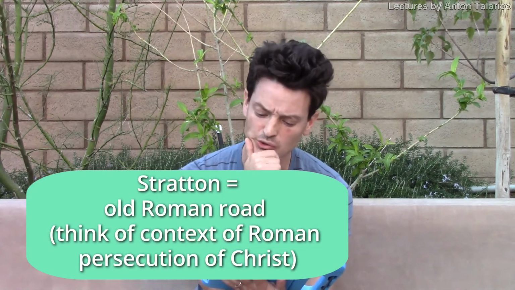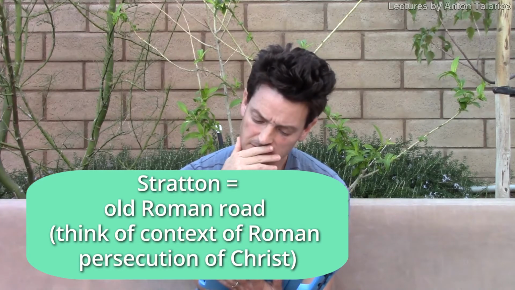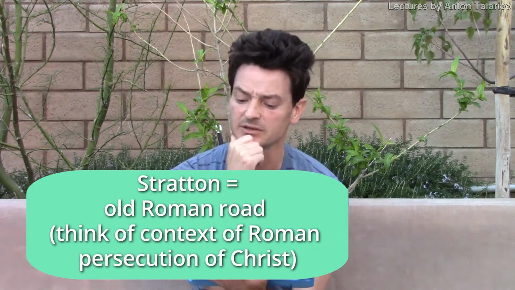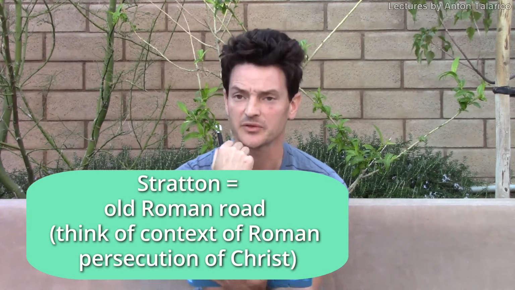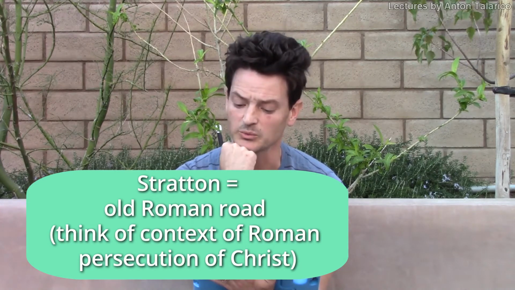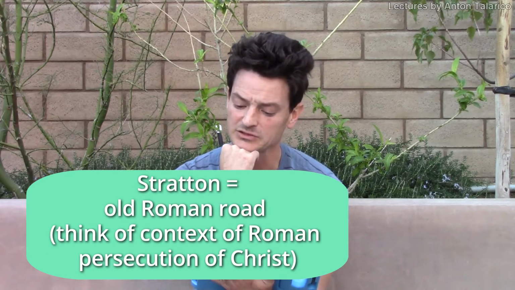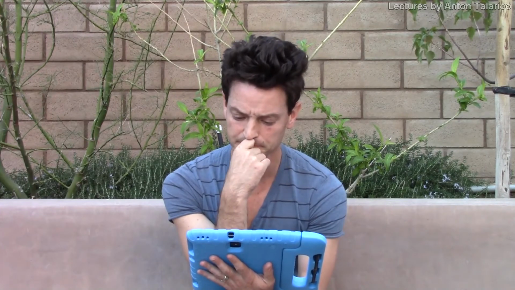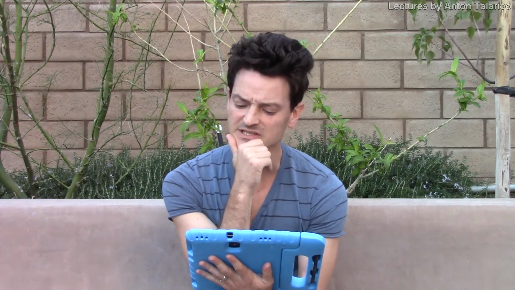The actual name Pris Stratton, Stratton means Old Roman Road, which maybe takes us back to the Roman Empire. And when you think about the persecution of Christ, it was the Roman Empire, right? So that might be one to consider. Or she could be considered a Rodin for Batty, Roy Batty, and we'll get to his character later on.